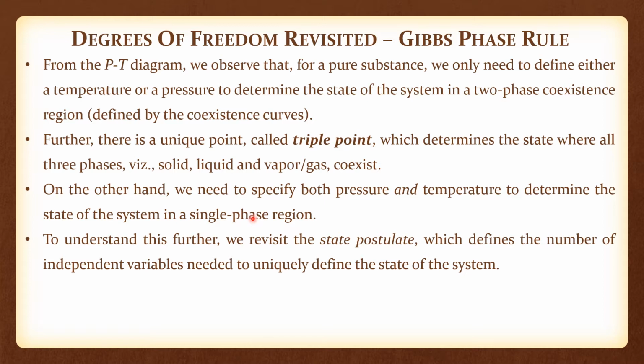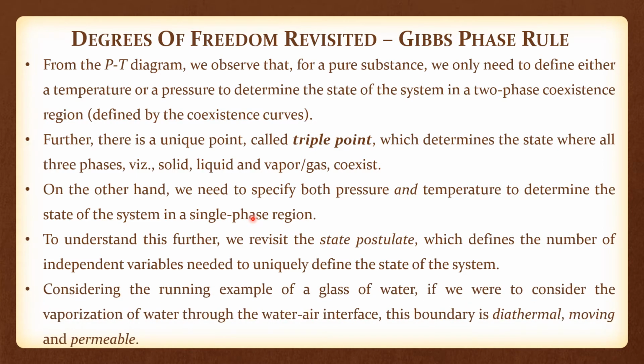To understand this further, we now revisit the state postulate, which defines, of course, the number of independent variables needed to uniquely define the state of the system. So consider the running example that we've been looking at as a glass of water. If we were to consider the vaporization of water through the water-air interface, this boundary is diathermal, moving, and permeable. So typically what we do is we assume that there is both thermal and mechanical equilibrium already, and then we say that hypothetically at time t equal to 0, when I placed my glass of water, the boundary became permeable and there is vaporization continuously happening at the fixed temperature and pressure.